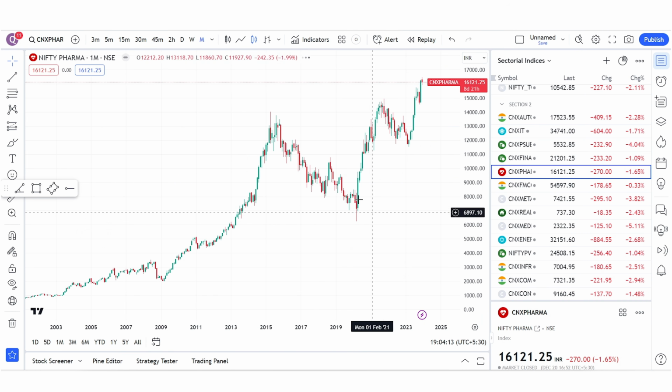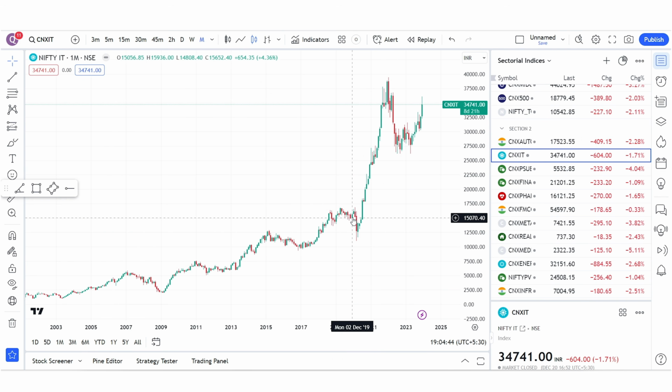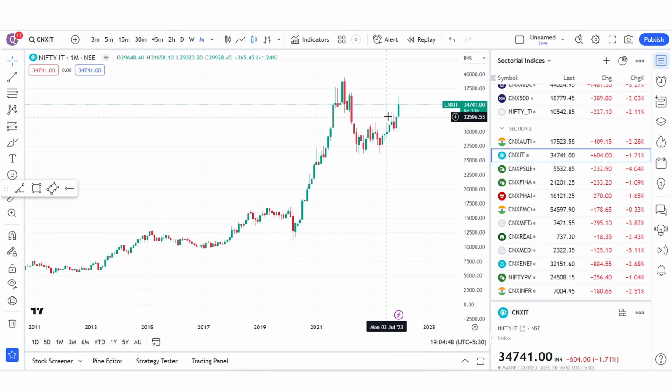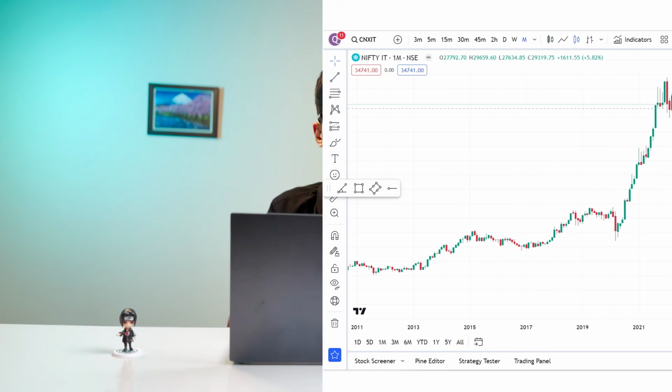So let's go to the pharma sector. Again in the month of April, May or June, you see that there is no clear breakout in the pharma sector. Next we'll take a look at the IT sector. You can see that after the fantastic rally post-COVID, the entire IT sector is again consolidating and there is no clear breakout.